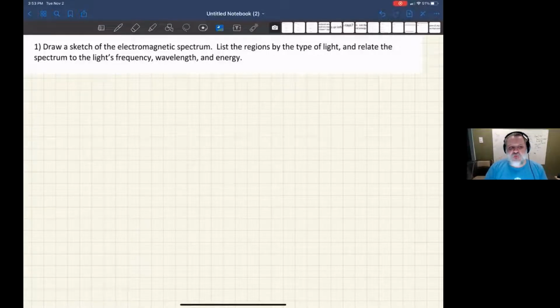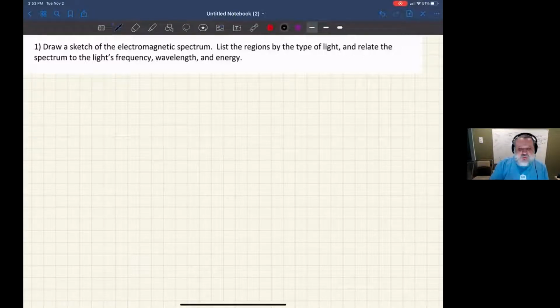That includes questions about energy and wavelength, energy and frequency, as well as frequency and wavelength. You can also answer questions about the different types of electromagnetic radiation as well. And so we put everything together in one drawing. So let's go ahead and start with a squiggly line. And that squiggly line is going to represent the spectrum of light waves.